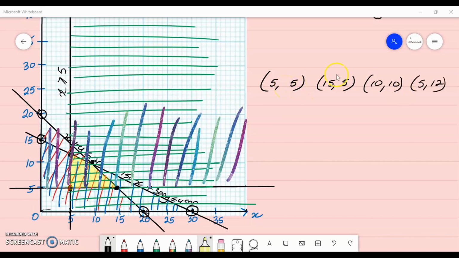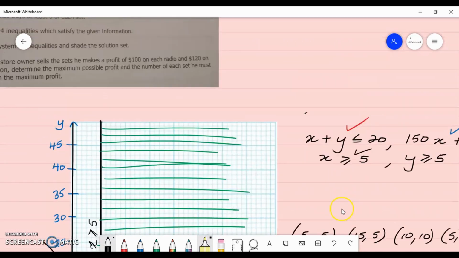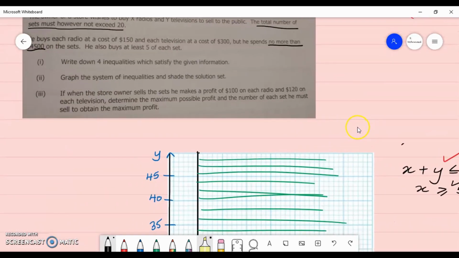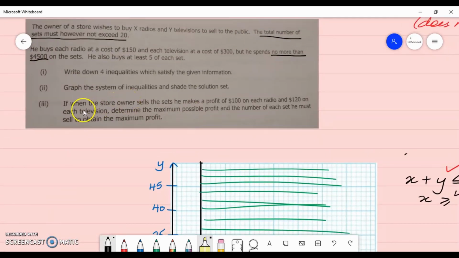Now, these points are going to be very important when we are trying to work out that last part of the question. Part 3 says, if when the store owner sells the sets, he makes a profit of $100 on each radio and $120 on each television, determine the maximum possible profit and the number of each set he must sell to obtain the maximum profit.